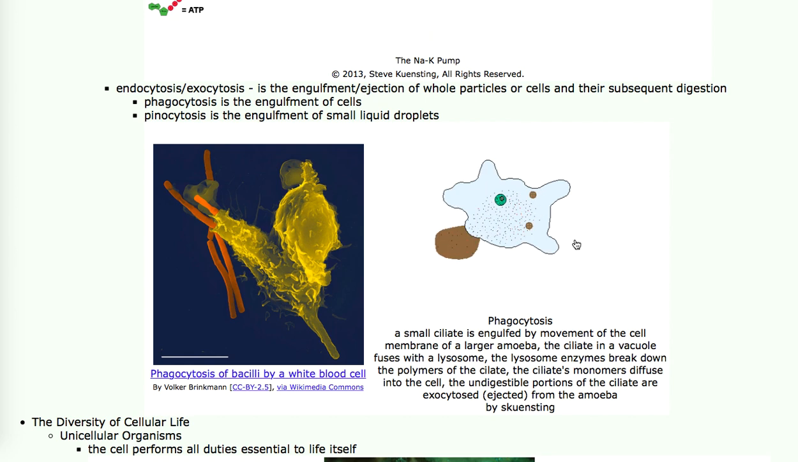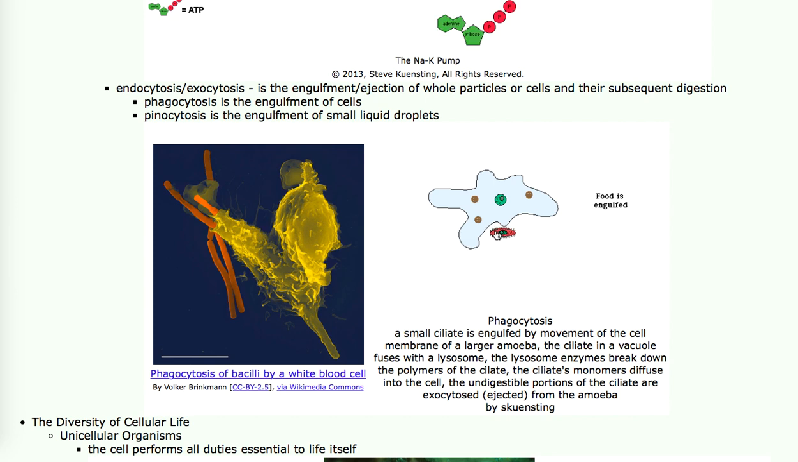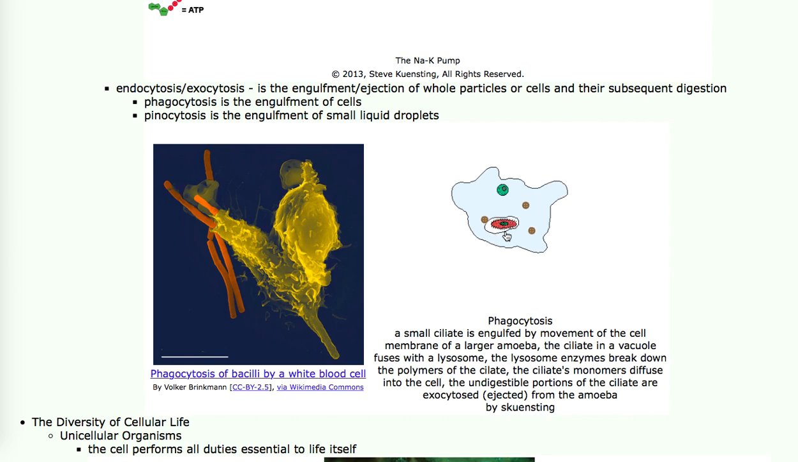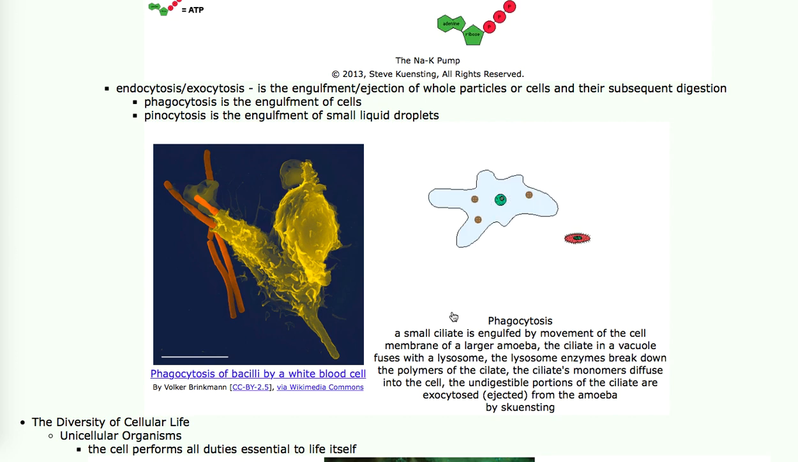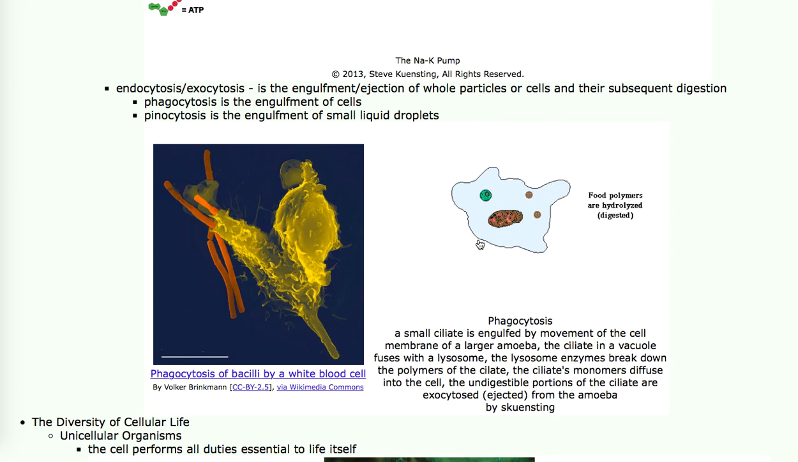So let's go from the top one more time. Now, when the small ciliate, this is a ciliate, it's got cilia, when it first bumps into the amoeba or the white blood cell and it's engulfed, that's called endocytosis. That's absorbing a cell. And then ejecting the undigestible parts, that's exocytosis. So that's both endo and exocytosis right there. In general, though, biologists call this phagocytosis, the engulfment of one cell by another cell. One cell is eating another cell.